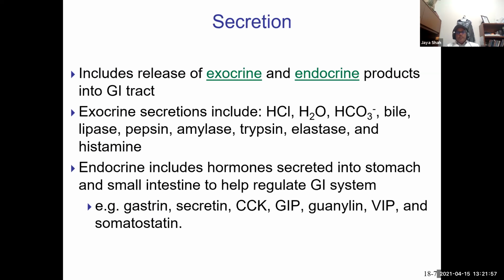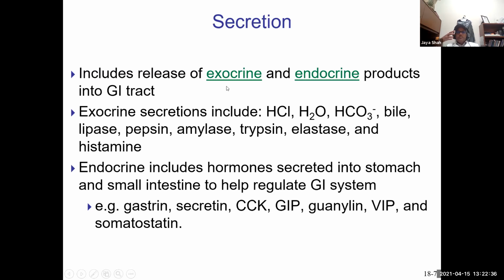Another function is secretion. So our GI tract wall, epithelial walls, in the lumen of the GI tract can secrete several things. They can secrete enzymes. In your stomach, you are secreting hydrochloric acid. You are secreting mucus. You are secreting other hormones. So secreting is the cells putting things inside the lumen. That is secretion, okay? So that includes the release of exocrine and endocrine products into the GI tract.